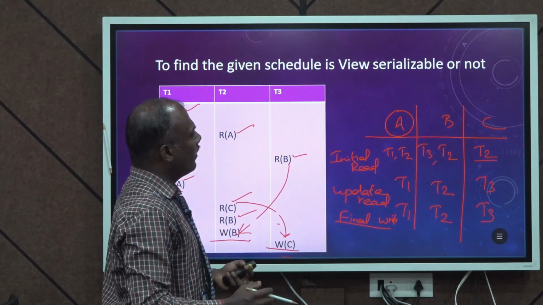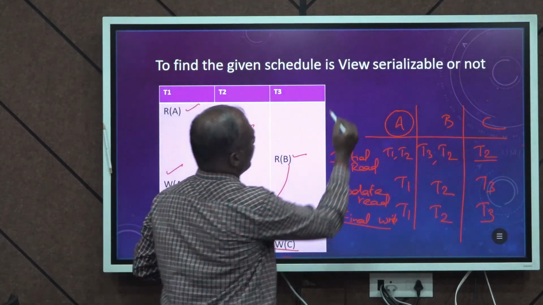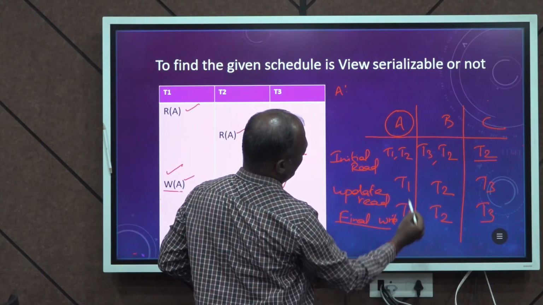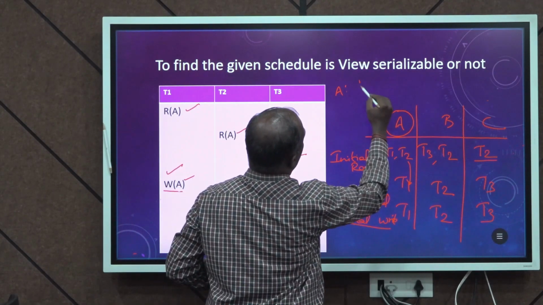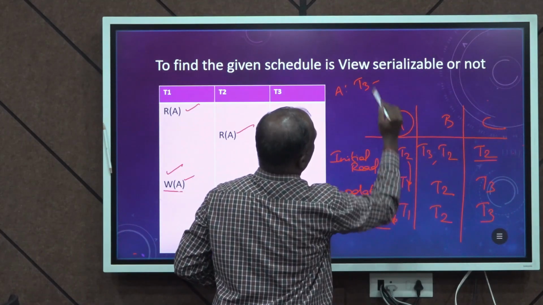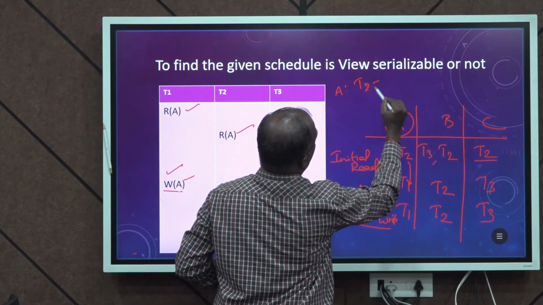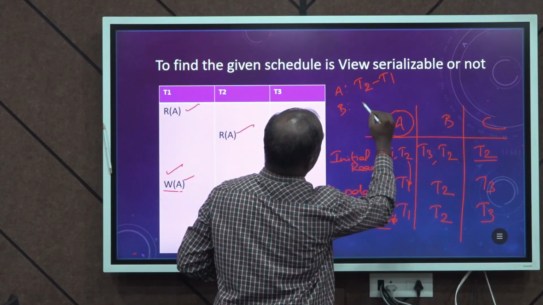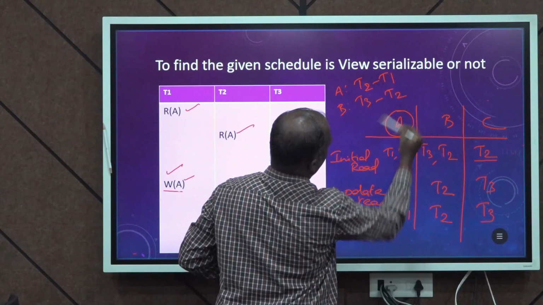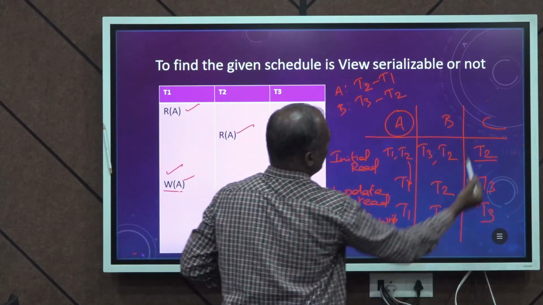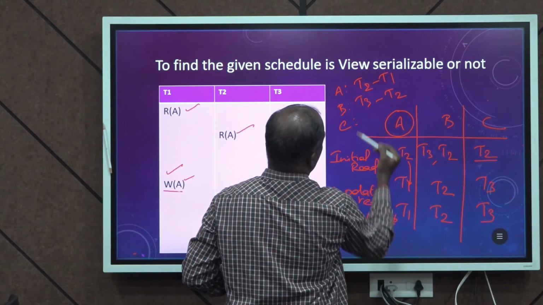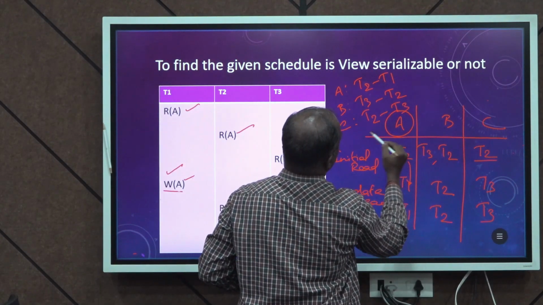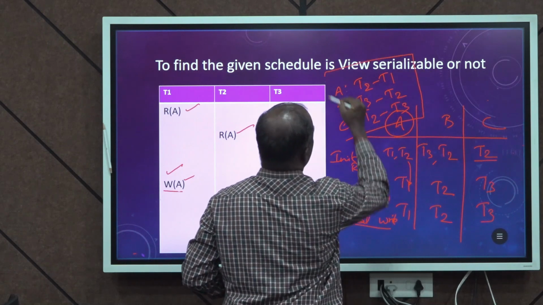Now we have to create the links. For operand A, how do you make the link? T2 to T1 we make the link. For operand B, how do you make the link? T3 to T2. And if you consider C, how do you make it? T2 to T3. These are the final values we have got.